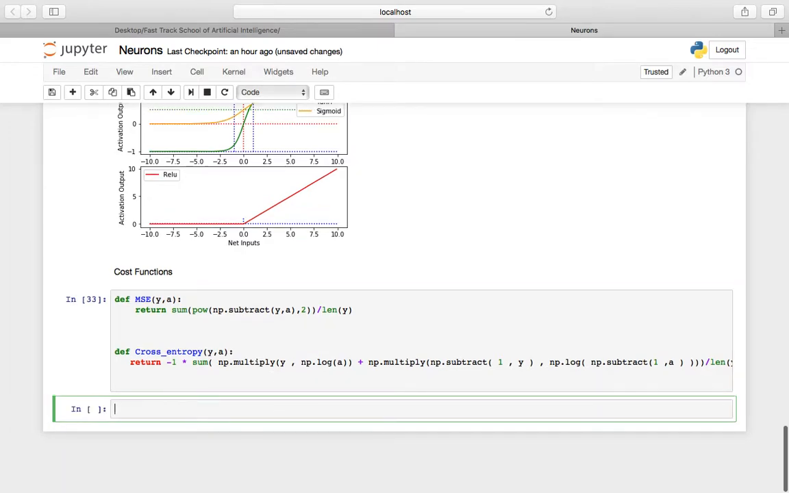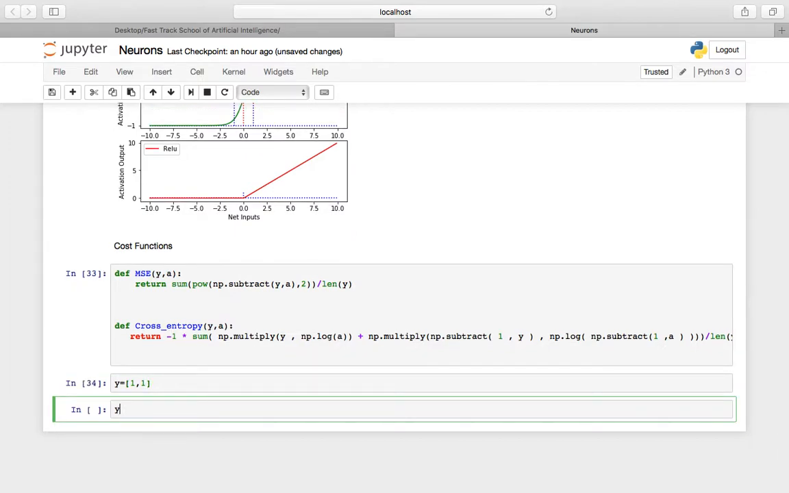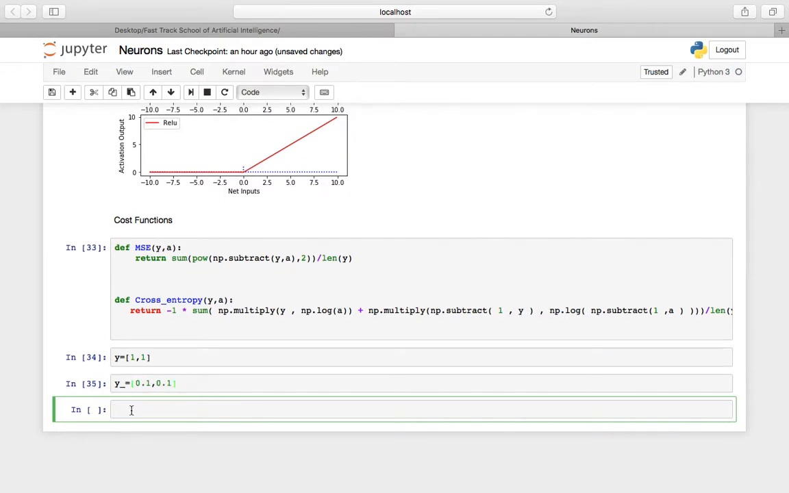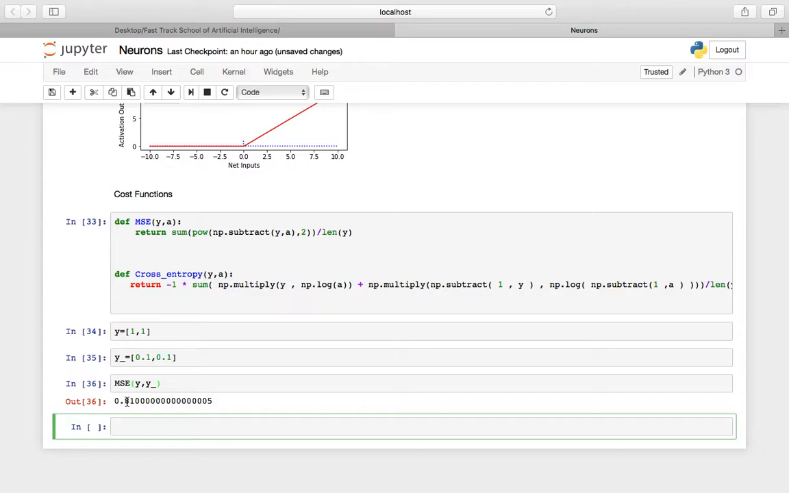So what we're going to do now is compile this particular line, and then try a few things. First of all, let's assume y equals two examples, and both of them are 1. Now our predicted value, y hat, equals 0.1 and 0.1. So we have predicted something very close to 0, but far away from 1. Let's see what cost values the mean square error gives. We pass y and y hat, and it is giving 0.81.